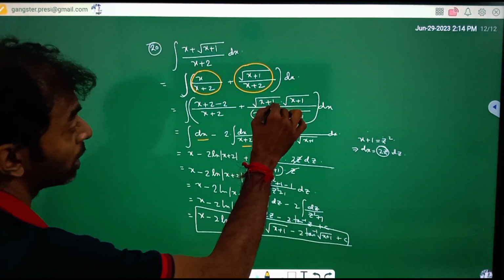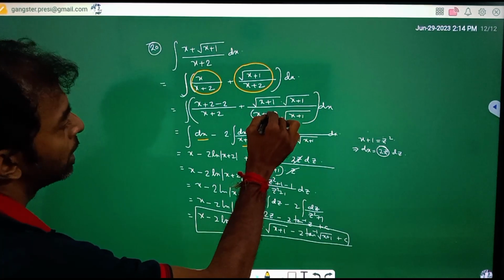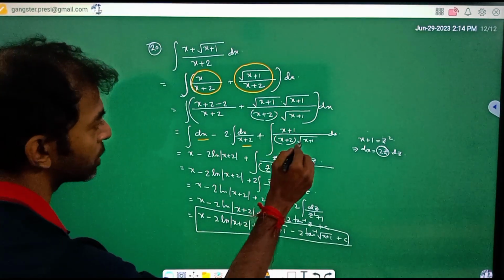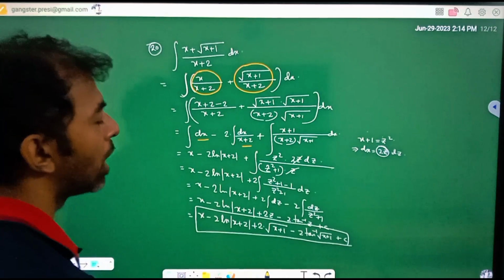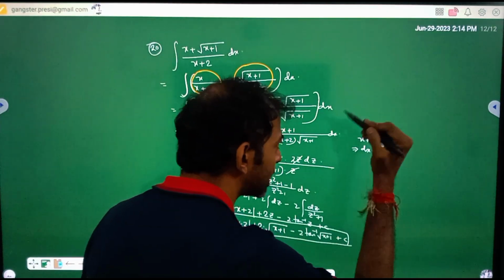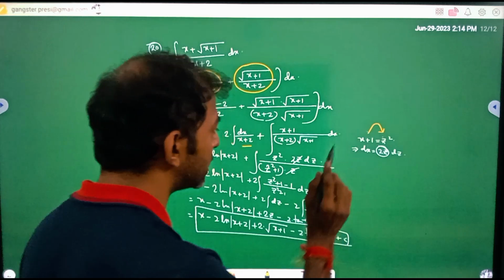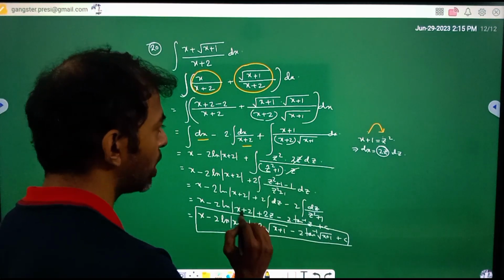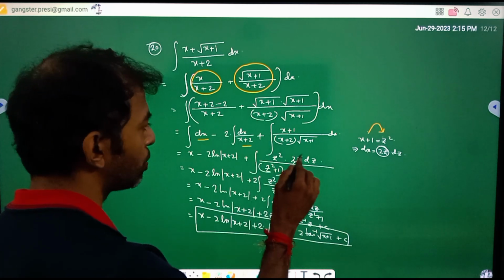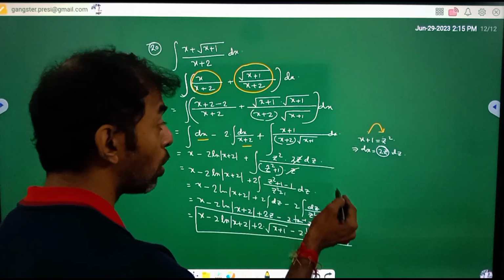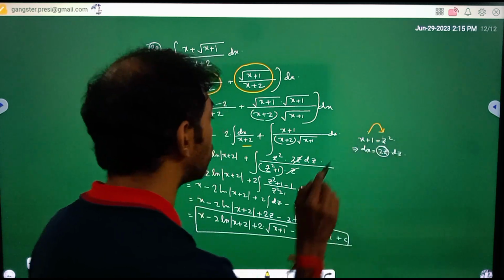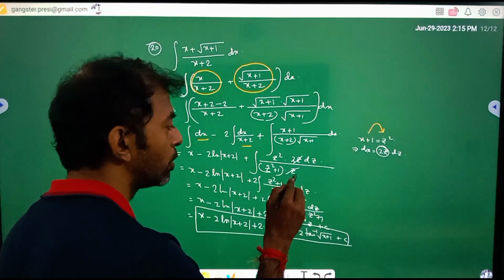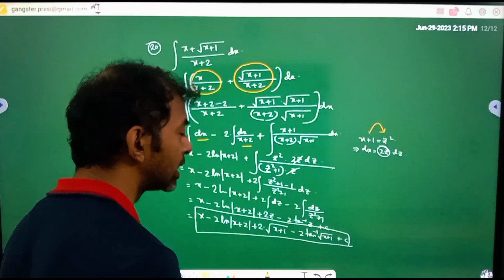So this part will be root under x plus 1 into root under x plus 1 by x plus 2 root under x plus 1. Now that will be x plus 1 dx by x plus 2 root under x plus 1. Now I'm just computing x plus 1 as z square. So dx will be 2z dz, and x plus 1 as z square, and the x plus 2 part will be z square plus 1, because x plus 1 was z square. Now root under x plus 1 will be only z. So z cancels each other.